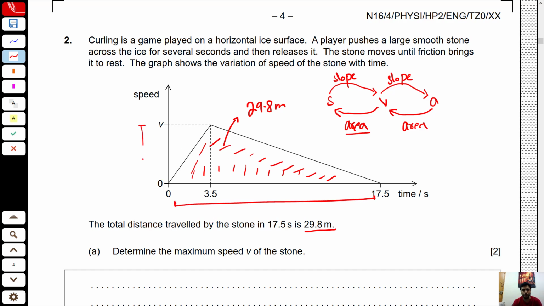The area of this triangle is pretty simple. It's just half times the base times the height. We need to determine the maximum speed v of the stone. So use this concept: the area under the graph represents the total distance, which equals 29.8 meters, and is found using the formula for the area of a triangle, half base times height.